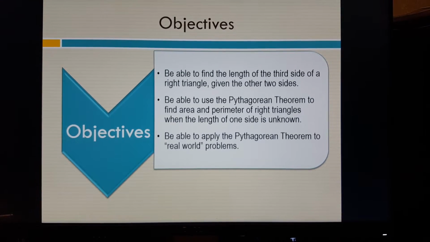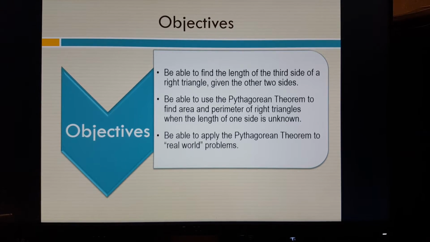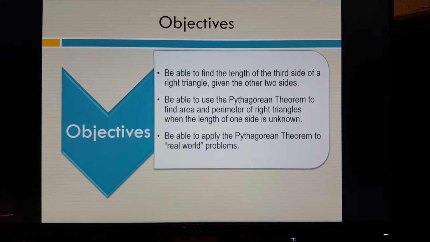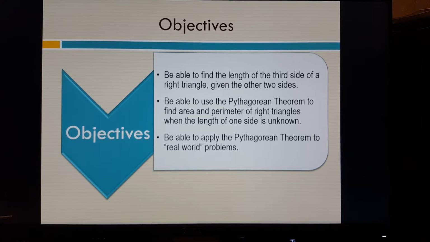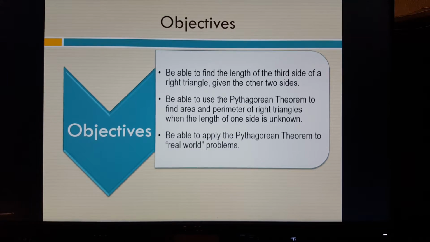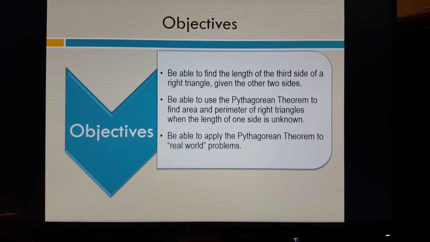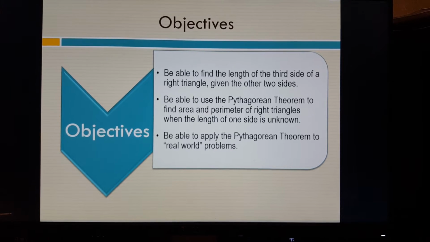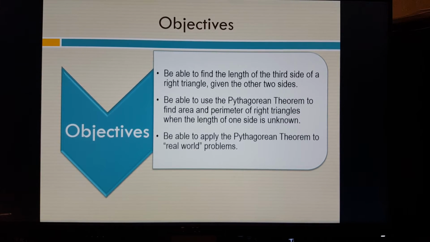Today, we will be studying how to find the length of a third side of a right triangle given the other two sides. We will be able to use the Pythagorean theorem to find the area and the perimeter of right triangles when the length of one side is unknown, and we'll be able to apply the Pythagorean theorem to real-world problems.